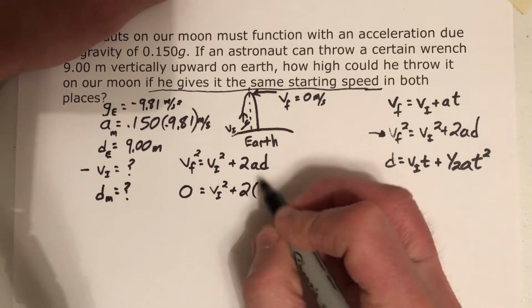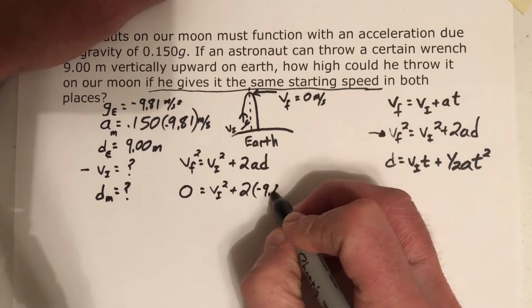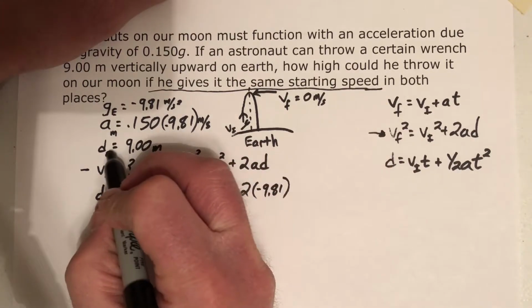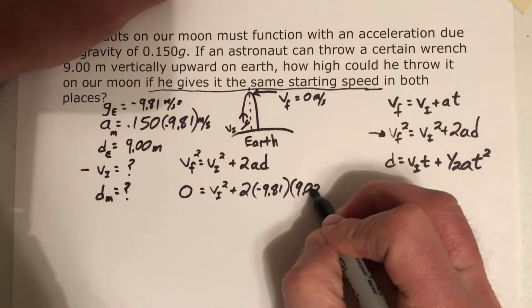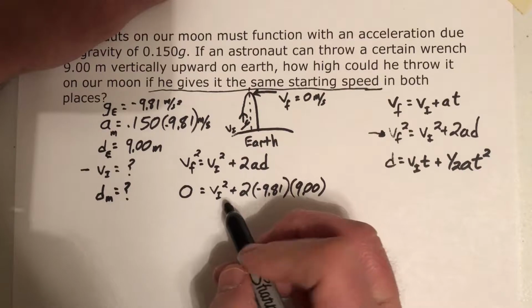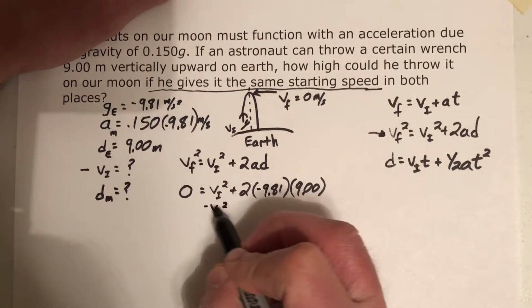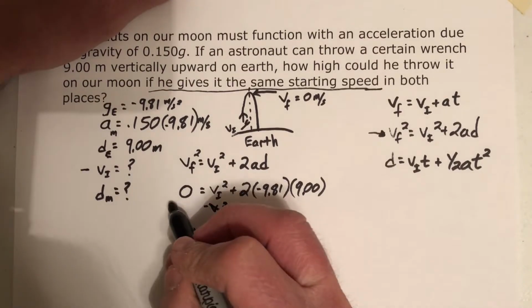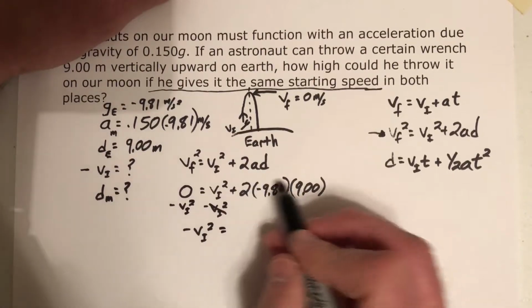The acceleration on Earth, gravity on Earth, is negative 9.81. And then the displacement on Earth, it went up 9 meters. It was displaced 9 meters, so we'll put 9 over here. So I'm going to do some algebra. I'm going to subtract the VI squared on this side, so I get a negative VI squared on this side of the equal sign, because I subtracted it over here, equals this mess.